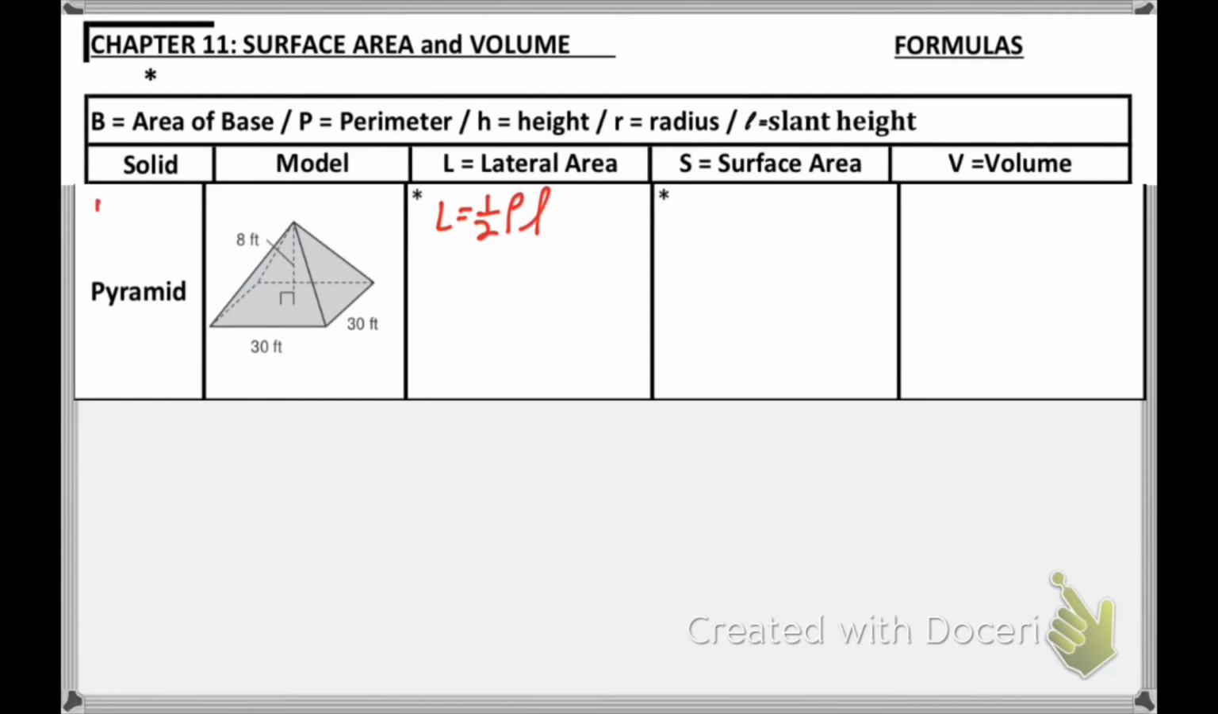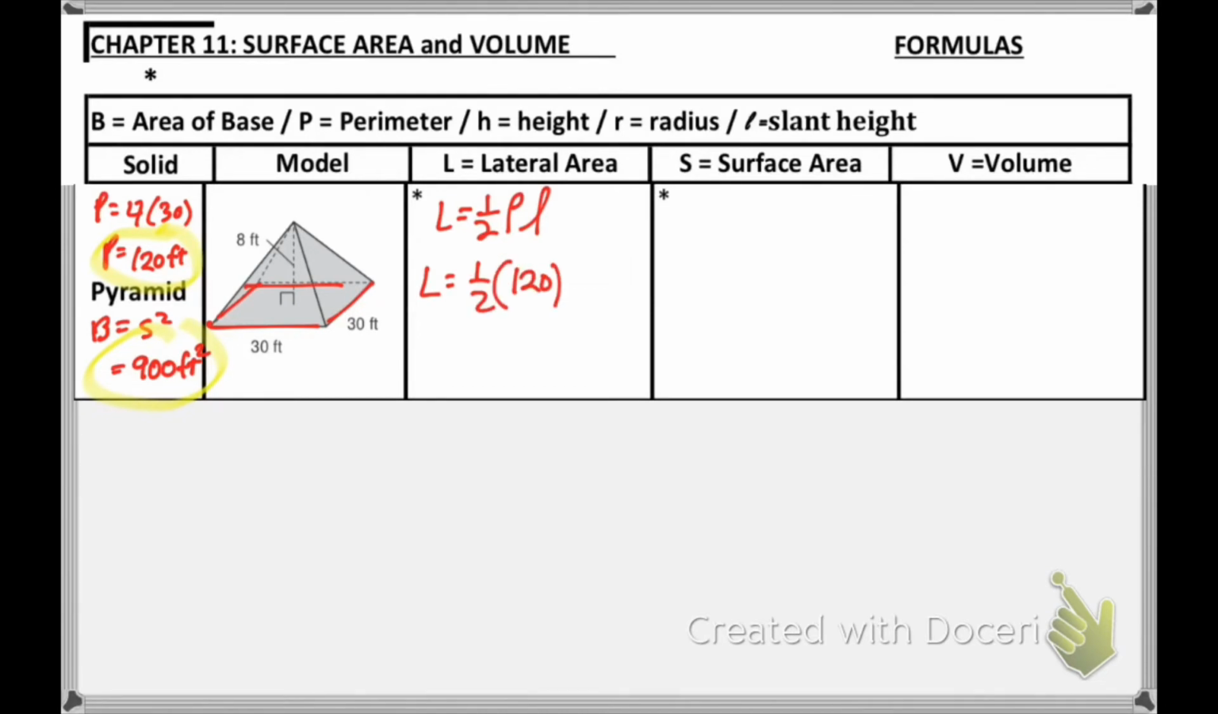Let's go and calculate the perimeter of the base. That's going to be equal to, I have a square, 30 by 30 square. So if I add up all the sides, I get 4 times 30. Perimeter of the base is 120 feet. And while we're at it, let's go and calculate the area of the base. Since it's a square, I'm just going to use s squared. That's going to be equal to 900 feet squared. So I get 120 and 900 for the area of the base. So I substitute, I get 1/2 times 120.